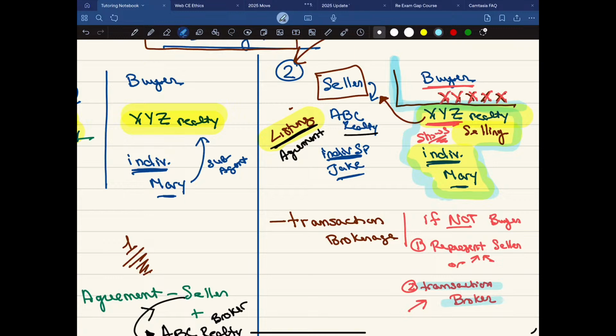That's why some states have transaction broker instead of dual agency. It's just an option. It depends on the state.